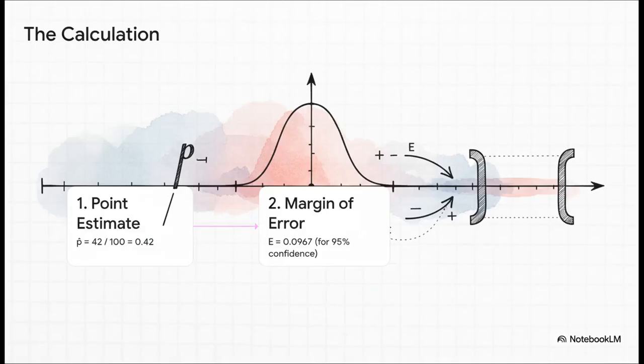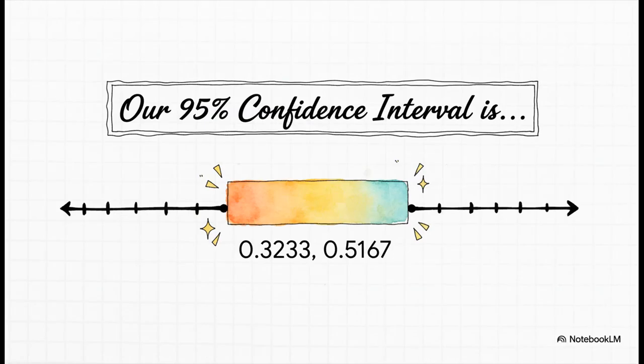Now we just follow the recipe. Step 1, calculate our best guess, p-hat. That's just 42 divided by 100, which is 0.42. Easy enough. Step 2, we plug everything into our margin of error formula for 95% confidence, and we get about 0.0967. And the final step is to just add and subtract that from our best guess. And boom, there it is, our final confidence interval. It runs from about 0.3233 up to 0.5167.